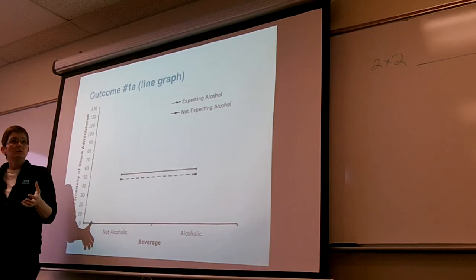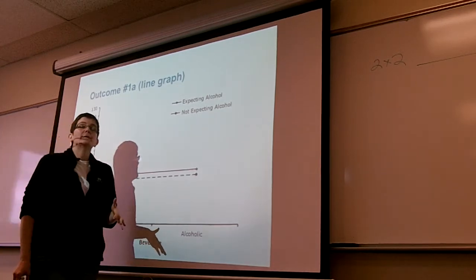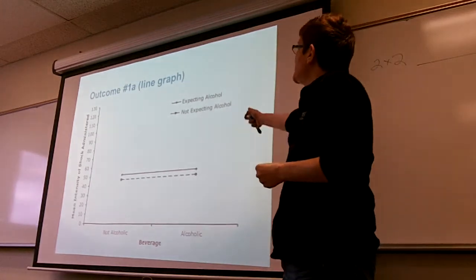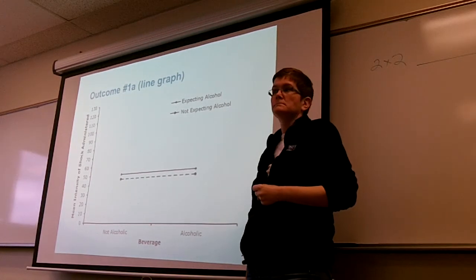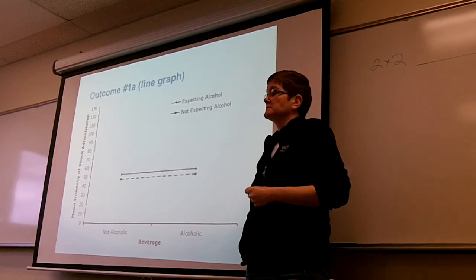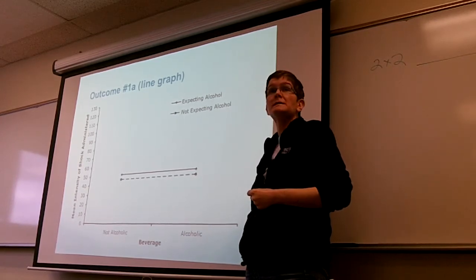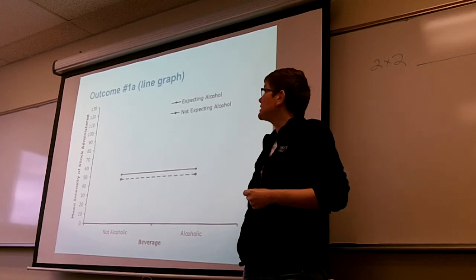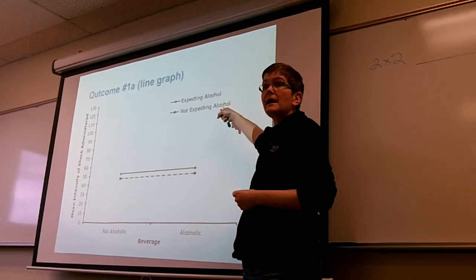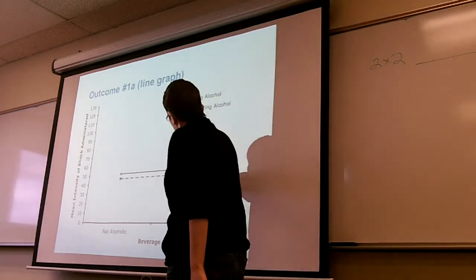Now let's look at expectation. How do I tell? What do I look for when I'm trying to figure out if there's a main effect of the IV marked by the legend in a line graph? The distance between the two lines, right? Because what I want to know is, does it matter whether they were expecting alcohol or not expecting alcohol, how they behaved? And what do we see?